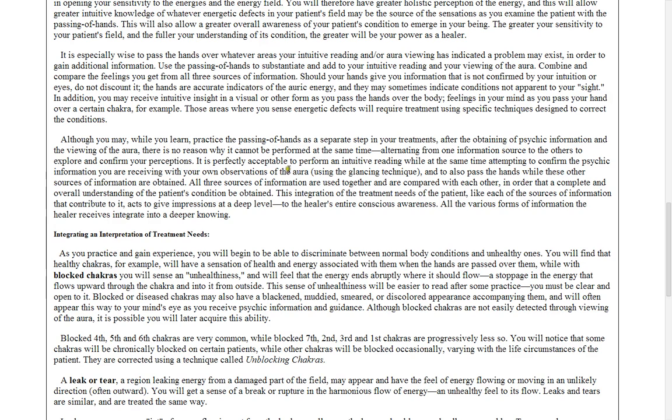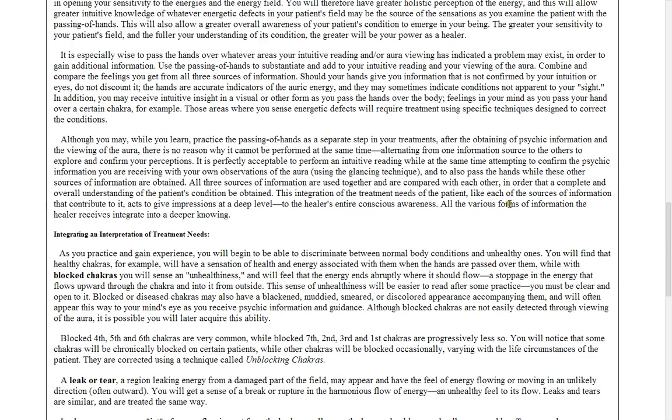It is perfectly acceptable to perform an intuitive reading while at the same time attempting to confirm the psychic information you're receiving with your own observations of the aura, using the glancing technique, and to also pass the hands while these other sources of information are obtained. All three sources of information are used together and are compared with each other. It's almost like it's simultaneous. Your mind can do that. It's non-logical and non-linear.